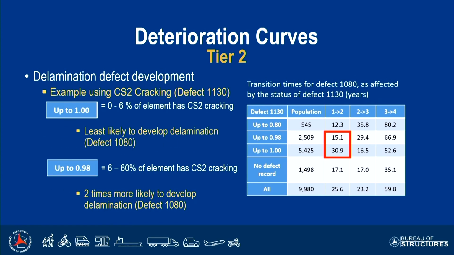So just taking condition state 2, trying to simplify it here. That factor of up to 1.0, it's essentially decks that have 0 to 6% of CS2 cracking. And you can see a median transition time there of around 30 years. So then if you go up to the next level, up to 0.98 for that factor, that's roughly 6 to 60% of your element has CS2 cracking.